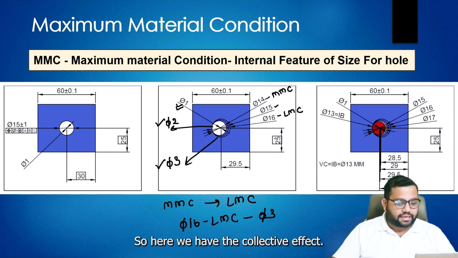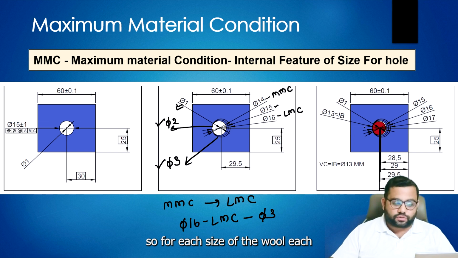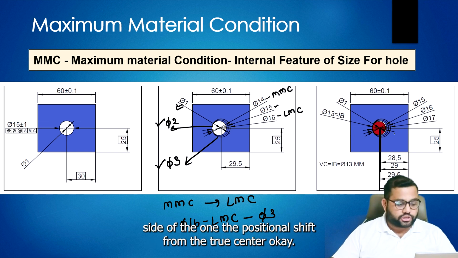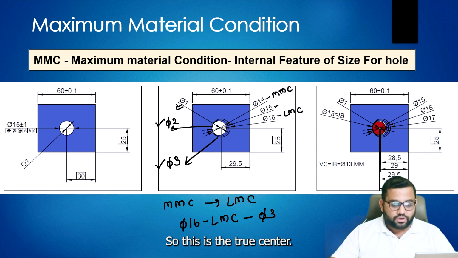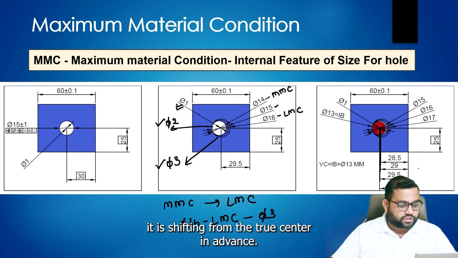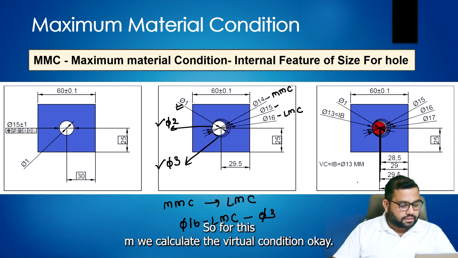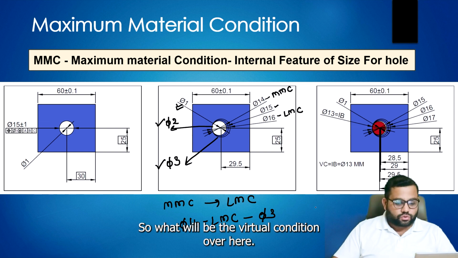So here we have the collective effect. You can see over here, for each size of the hole, the positional shift from the true center. This is the true center, and from this center you can see that it is shifting 0.5 mm from the true center on one side.